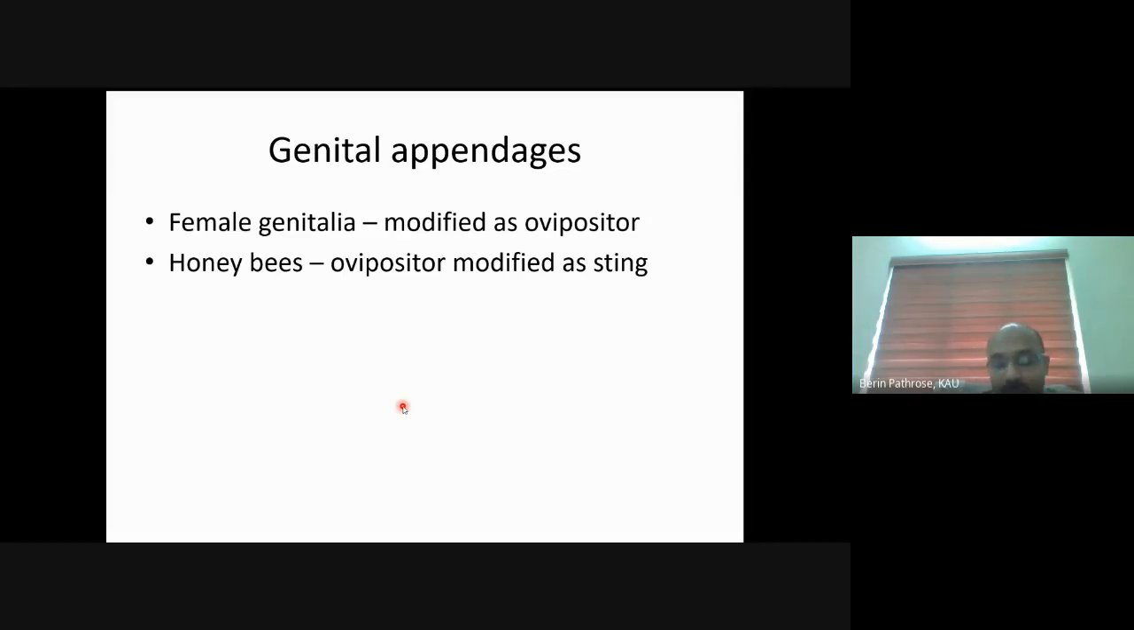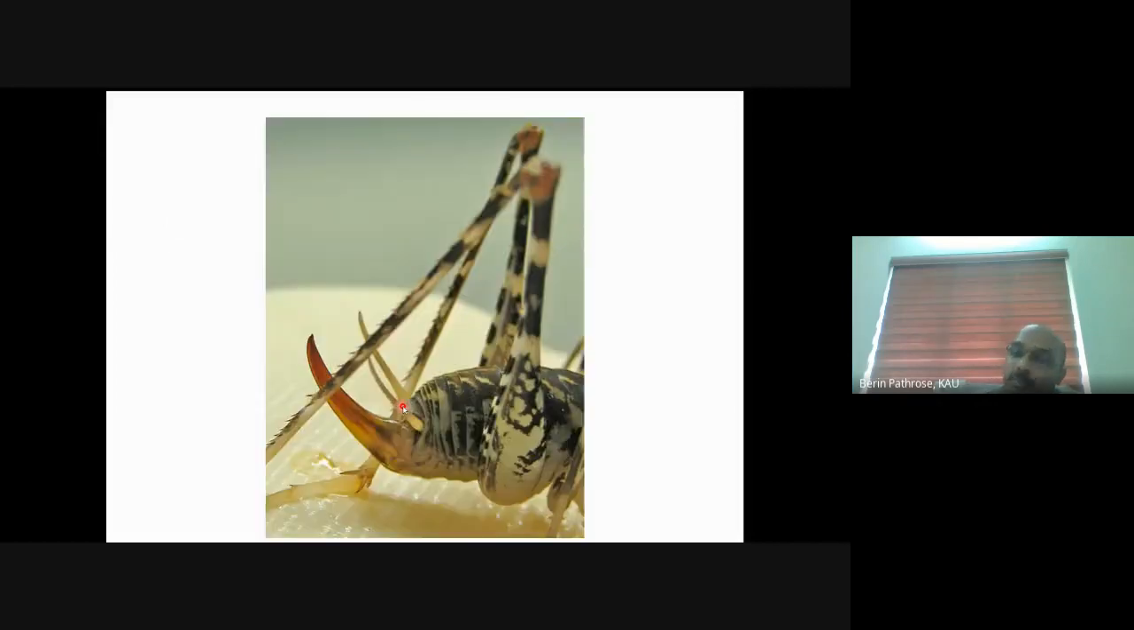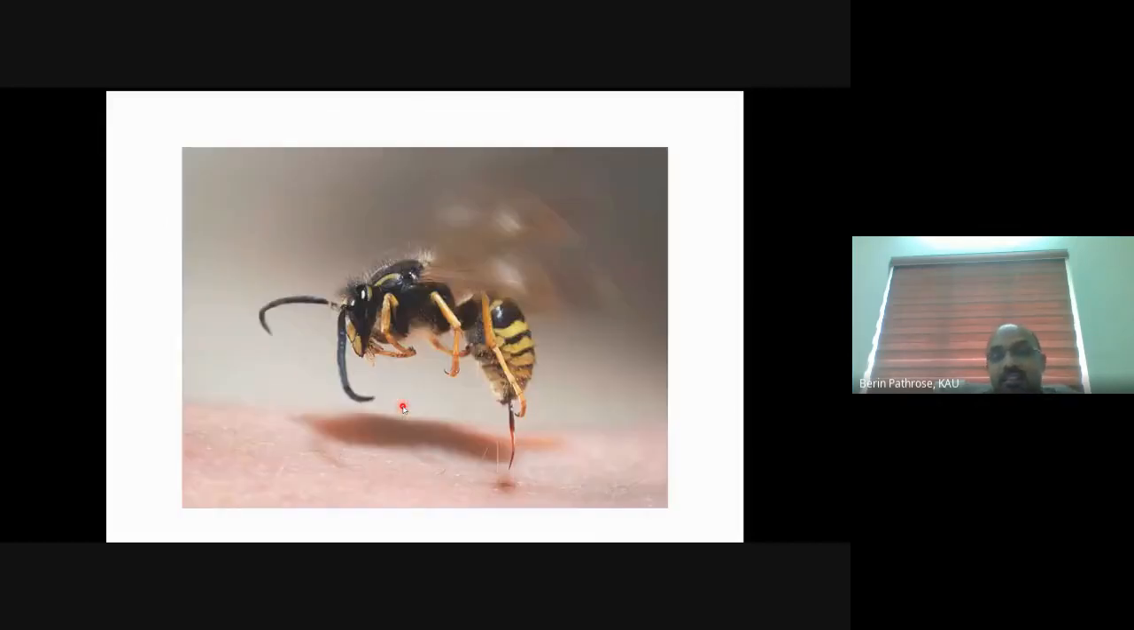So that ovipositor in the sterile females of honeybees is modified as a stinging organ in order to sting the enemies. You can see this is the picture of a honeybee. You can see here it is stinging a person. So here the female genital appendage is modified into a sting.